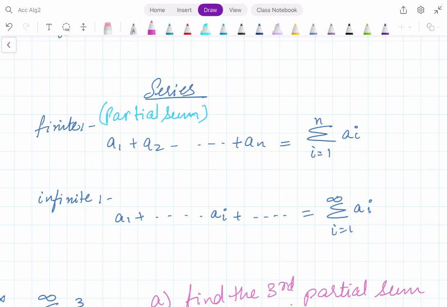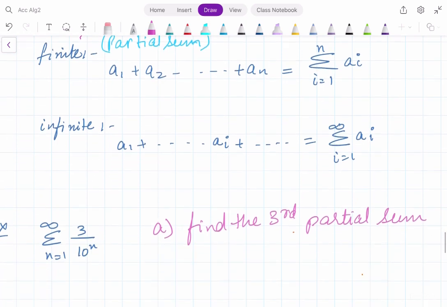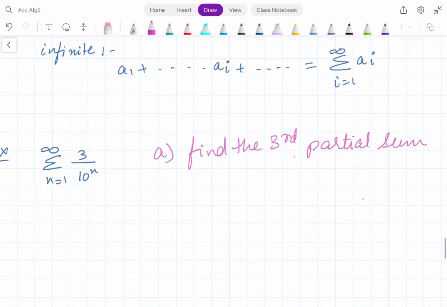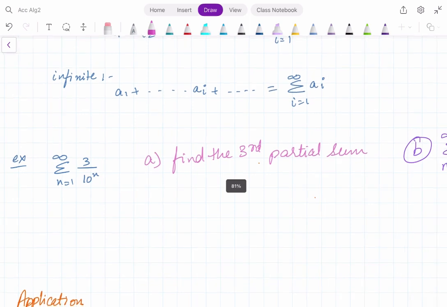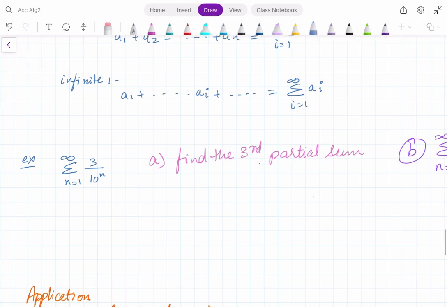So with the help of the summation symbol, we will be able to calculate series. For a finite series, we talk about the partial sum. A finite series is nothing but the partial sum that helps us to calculate the infinite series. Let's take one example, and in this example, we will talk about both finite and infinite. So the summation symbol is there, n is equal to 1 to infinity. That means the lower bound is 1 and the upper bound is given as infinity.